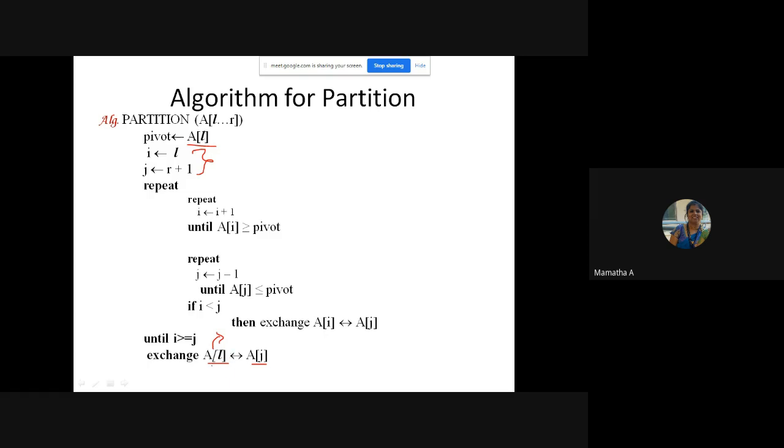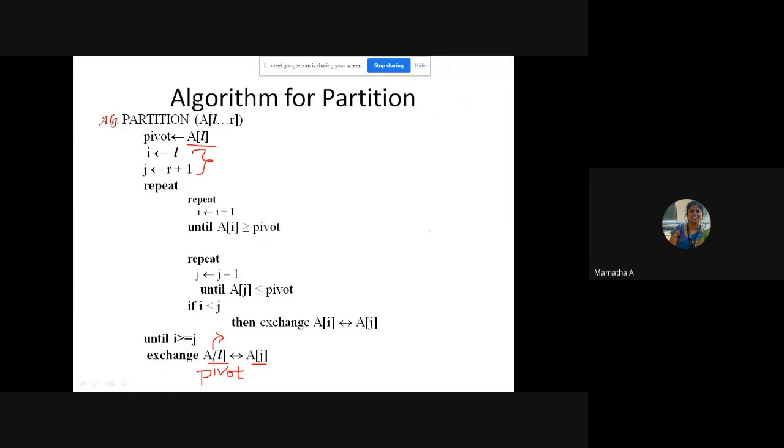Exchange will happen. I will not have any compile time error. Is it correct if I write pivot here? No, ma'am. What will happen if you write pivot here? Ma'am, A of J value is stored in the variable pivot. Yes, pivot is a variable pointing to the A of L element.